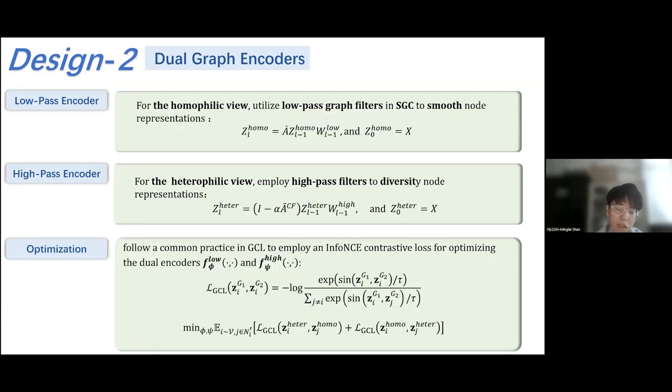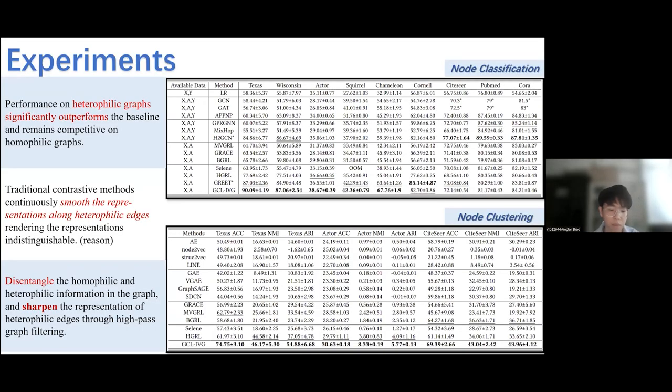Let's look at the other design of our model, the dual graph encoder. The generated homophilic and heterophilic views require tailored graph filters to capture their distinct patterns. Therefore, for the homophilic view, we use the low pass graph filter in SGC to smooth the node representation. For the heterophilic view, we employ a high pass filter to diversify node representation. Following the common practice in GCL, we employ InfoNCE contrastive loss to optimize the dual encoder, low pass and high pass. Let's focus on the experiments.